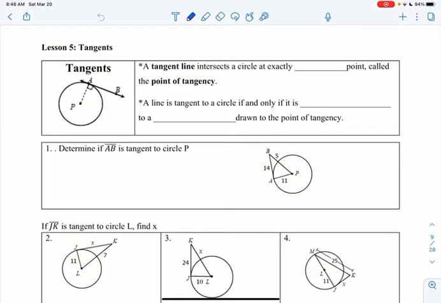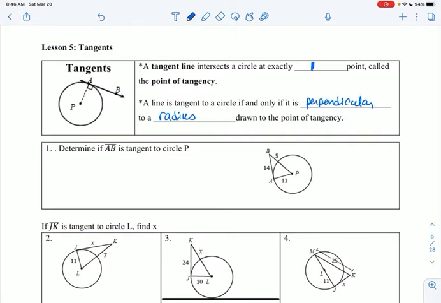Today we're going to talk about tangents. So let's first define what a tangent line is. A tangent line intersects a circle at exactly one point, and that point is called the point of tangency. A line is tangent to a circle if and only if it is perpendicular to a radius drawn to the point of tangency.